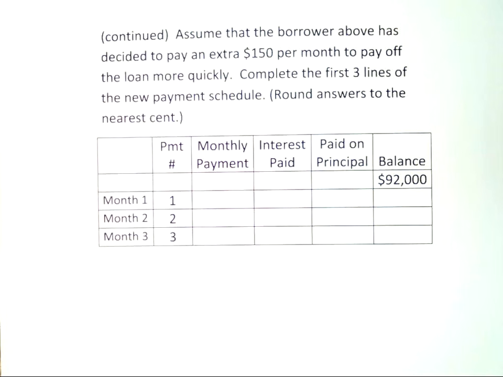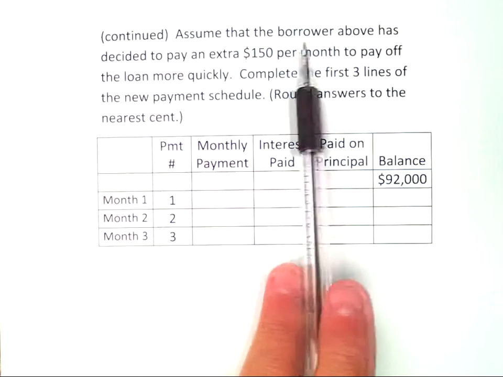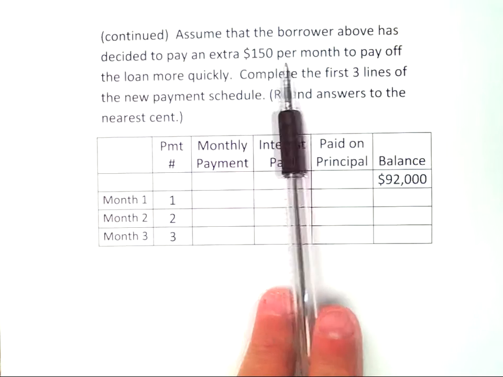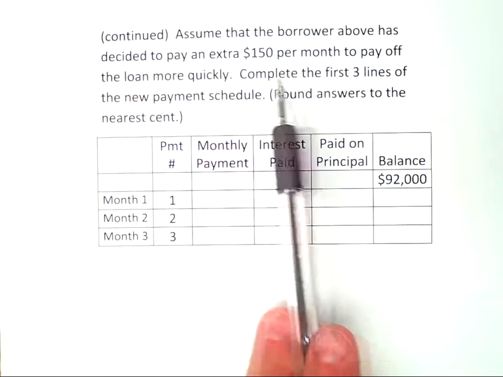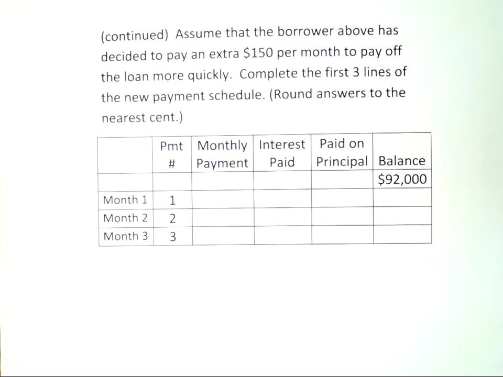This problem is actually a continuation of the previous problem, so I'll bring the previous problem back up just as a reference before I do anything here, but let's go ahead and read it. It says, assume that the borrower above, in other words from the previous problem, has decided to pay an extra $150 per month to pay off the loan more quickly. Complete the first 3 lines of the new payment schedule and round everything to the nearest cents.